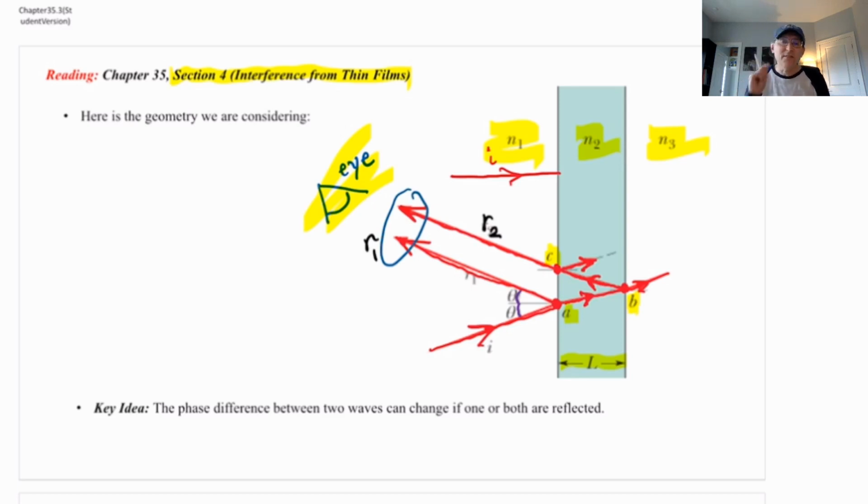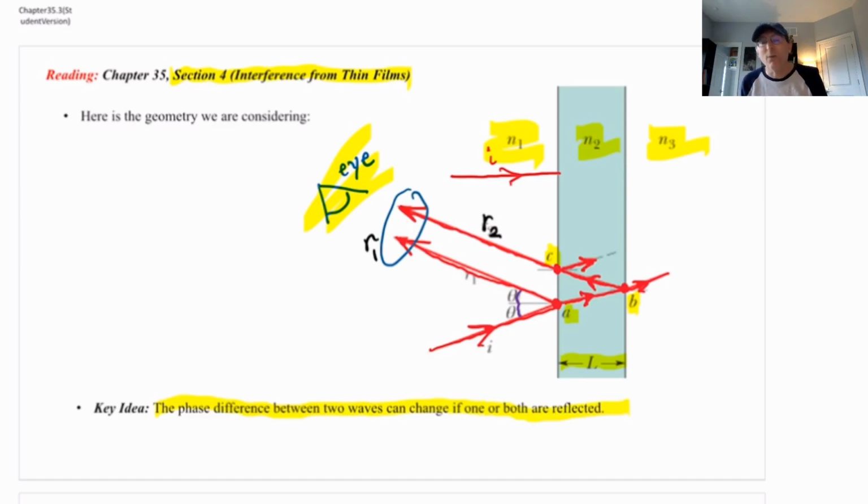But there's another thing that's going to happen here that we haven't really talked about that gives rise to a phase difference between these rays, R1 and R2. And that's what I want to talk about now. Okay? It has to do with this key idea at the bottom of the screen. The phase difference between two waves can change if one or both are reflected. Can, doesn't mean must or will, but can.